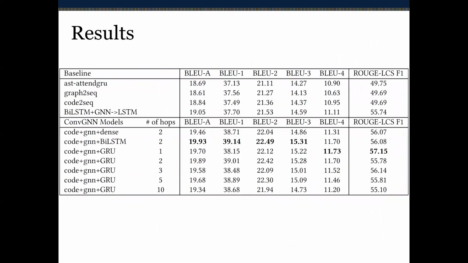Now on to results. To start, at the top of the table are our baseline models we used for comparison. We chose models to cover as many bases as possible. We chose to use AST-Attend-GRU and code-to-sequence to compare against models that use a flattened AST as input into the model, while graph-to-seq and BiLSTM, GNN, LSTM use graph neural networks to embed the AST. As you can see, the best performing baseline was the BiLSTM, GNN, LSTM with a 19.05 BLEU.